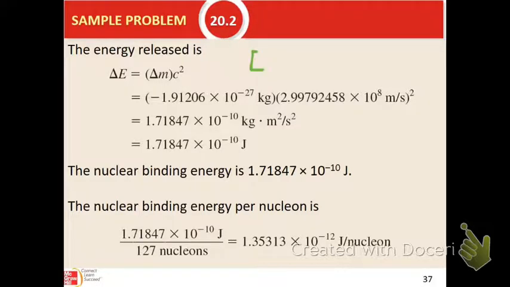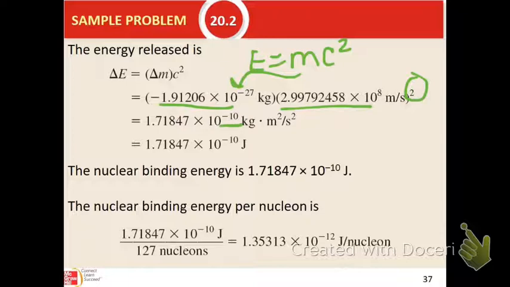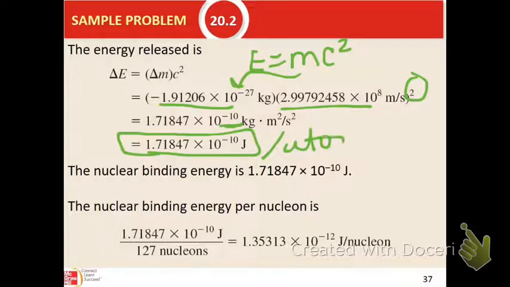Alright, then according to Einstein's E equals mc squared, there's our mass in kilograms. Here's the speed of light, and you have to square it. So 3.0 times 10 to the 8th squared times this mass, and we get this: kilogram meter squared per second squared, which is a joule. So this is how many joules for a single atom, per atom. So this is part one, the binding energy for this.